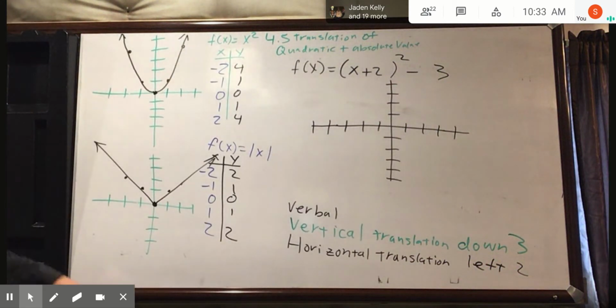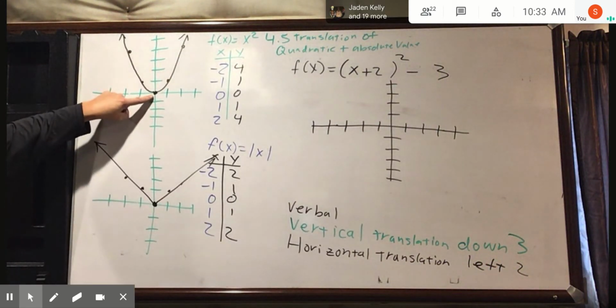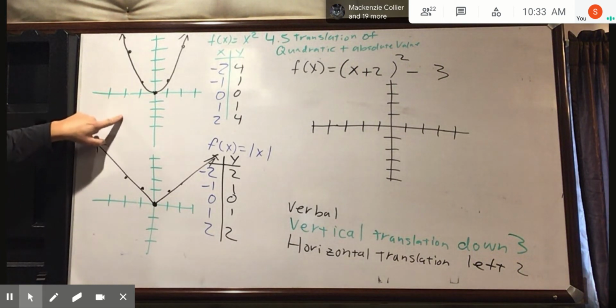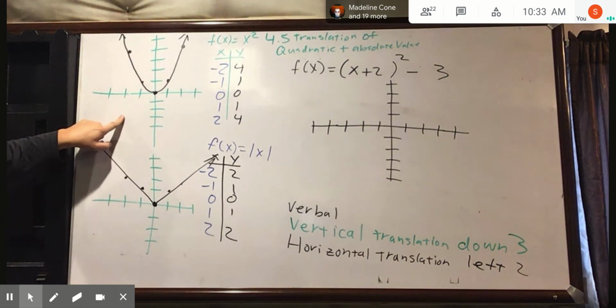All right. So I start at the point 0, 0. I want to go left 2 and down 3. Left 2, down 3 puts this point at -2, -3.